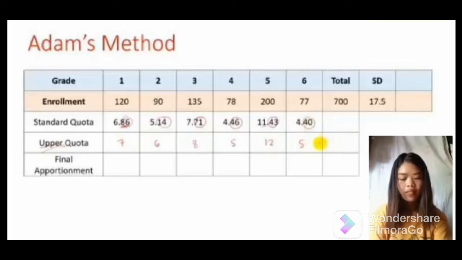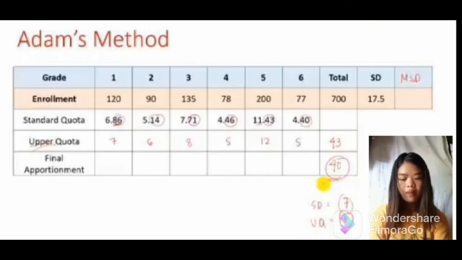So, dito may decimal siya, so 7.71 equals 8. Yung 4.46 magiging 5, yung 11.43 magiging 12, at yung 4 dito magiging 5 naman. At kapag inadd natin yan, the answer is 43. At alam naman natin na ang kailangan nating i-allocate sa final apportionment ay 40 lang.